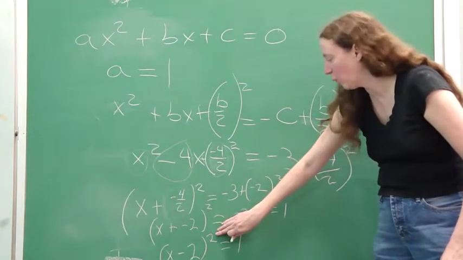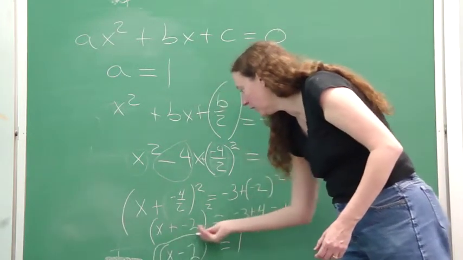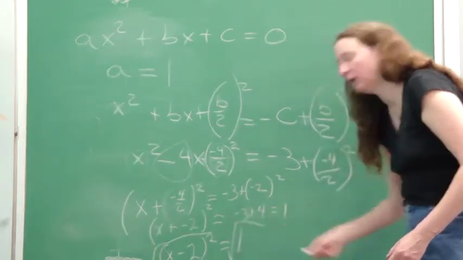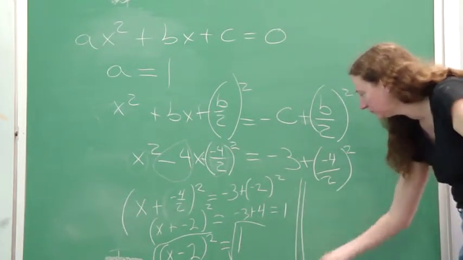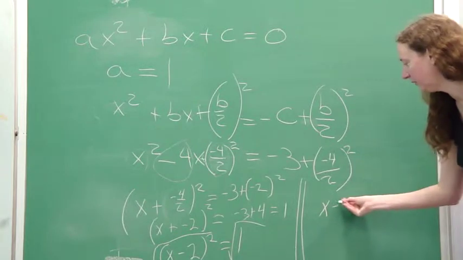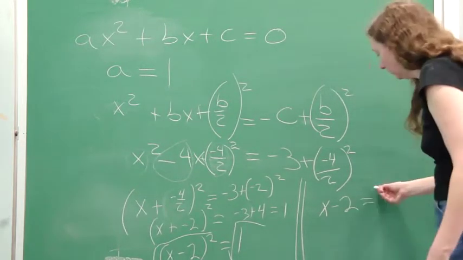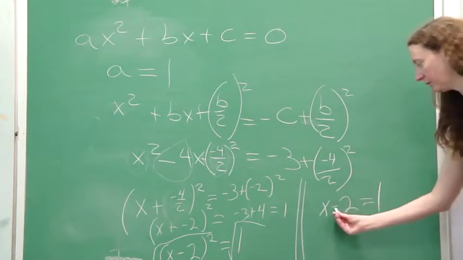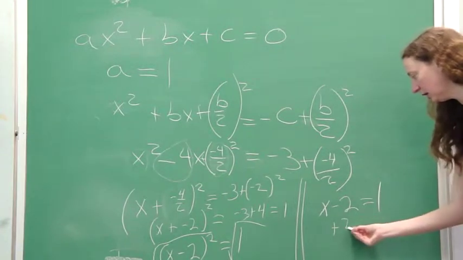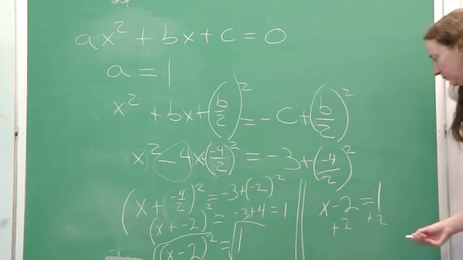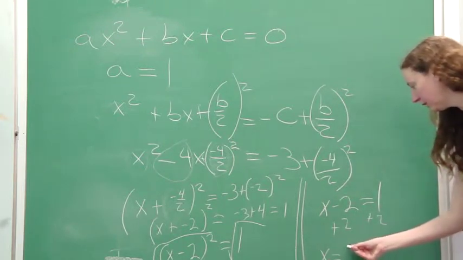I want to get rid of this square here. Opposite of a square is a square root. So I am taking the square root of each side. Now I have x minus 2 equals square root of 1, which is 1. Solving for this, add my 2, add my 2. Now I have x is 3.